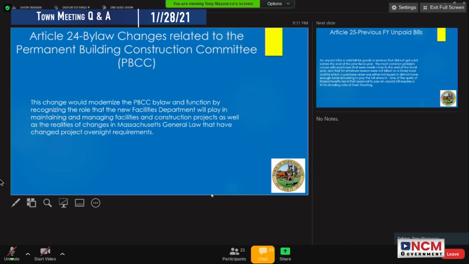function by recognizing the role that the new facilities department plays. We have a bylaw structure around how we operated last year. Now that we have a facilities department, we're looking to make some changes related to that, as well as looking at the reality of cost of construction and that the way we're required to manage certain construction projects has actually changed under state law. Norwood was ahead of its times in creating a PBCC. The state has finally caught up with requirements for project managers and for procurement and for other items.